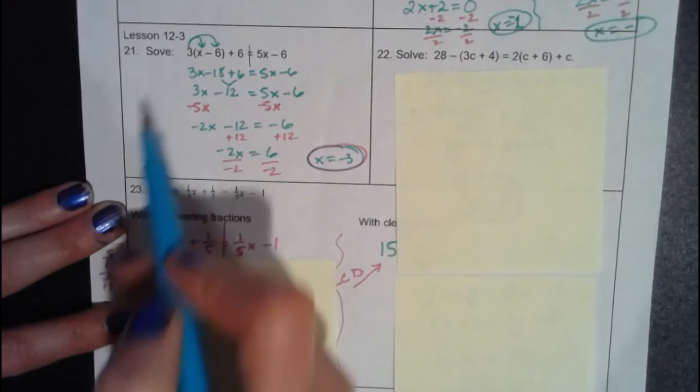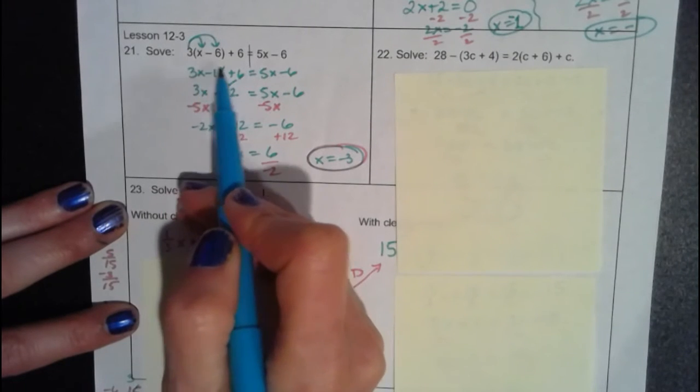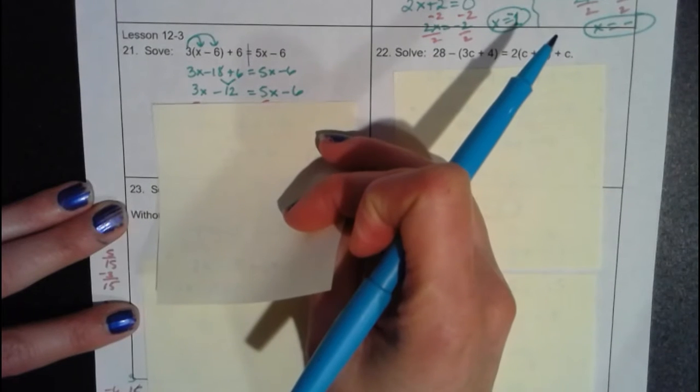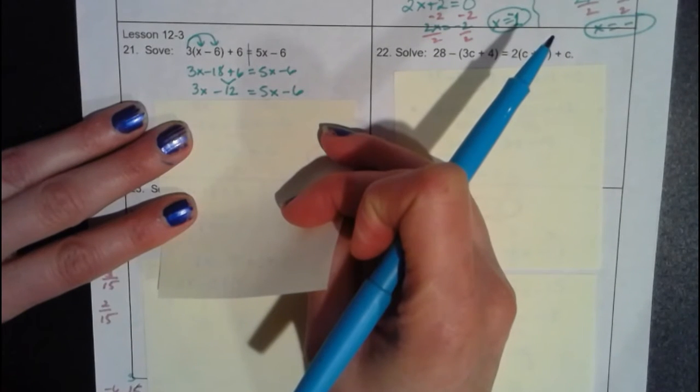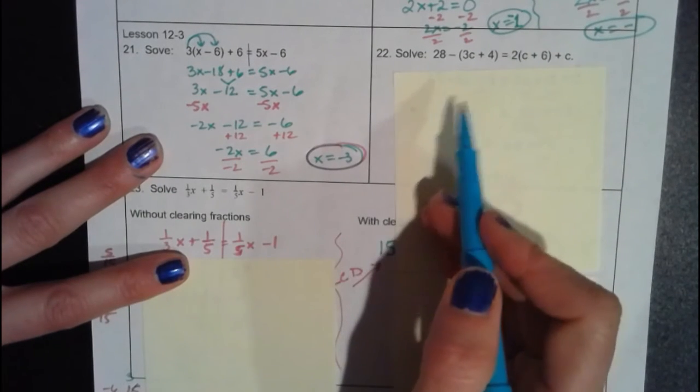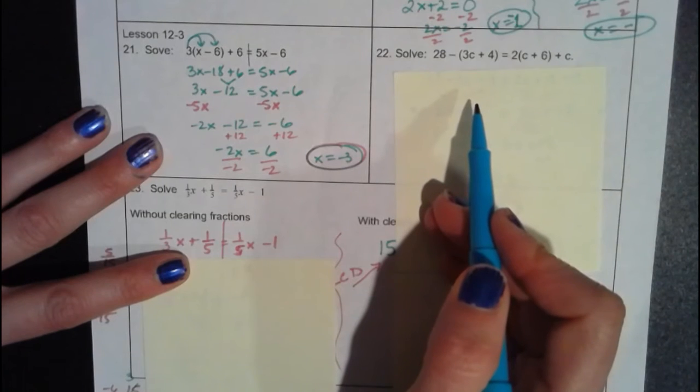Okay. The only new step that we're really doing is that you need to distribute and combine like terms so that you have both sides fully simplified before you start to try to solve and isolate your x's. Okay. Number 22, go ahead and try that one on your own. Pause the video and we'll go over it.